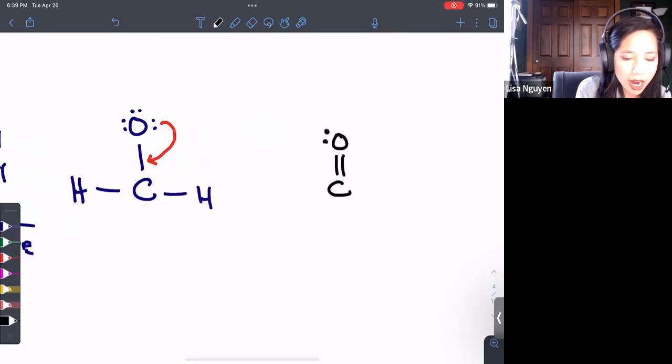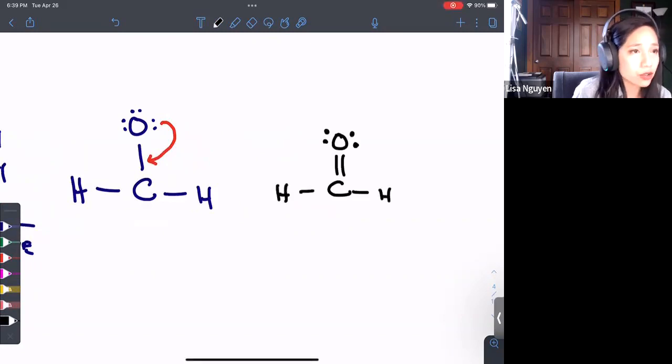So do keep track of the electrons that are left over. There's still 2 lone pairs on oxygen, and then we have hydrogen and hydrogen there. If you count, there's 12 electrons. Everything has a fulfilled octet. This is the Lewis structure for formaldehyde.